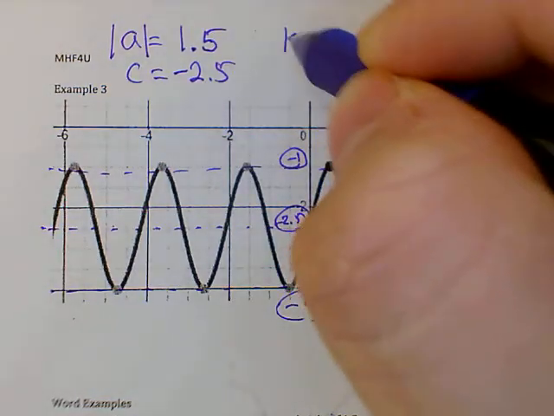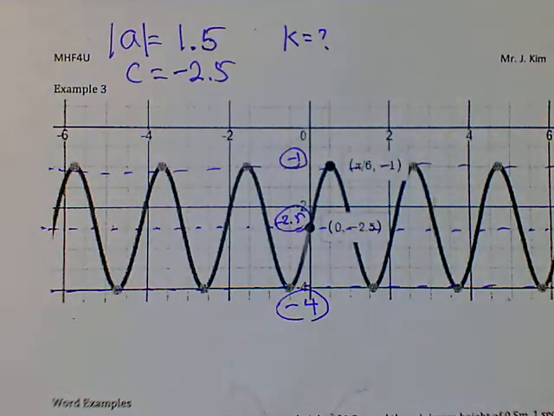Next, what's my K value? Please note, by formula, I'm not going to get it wrong this time, old divided by new.